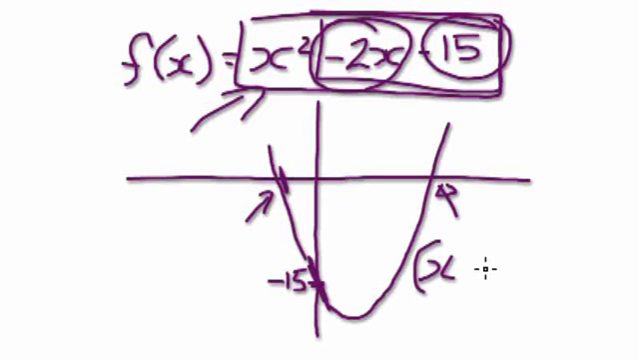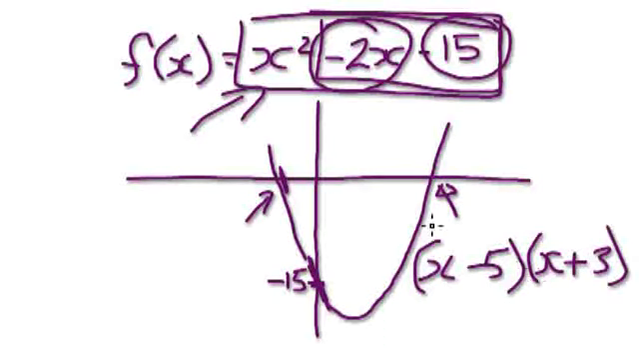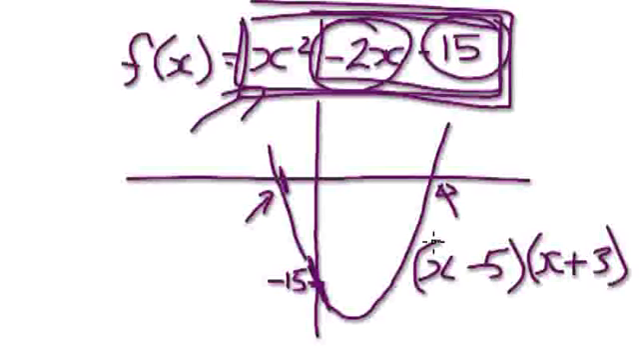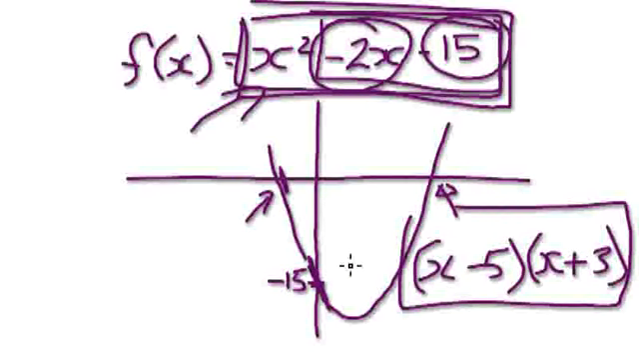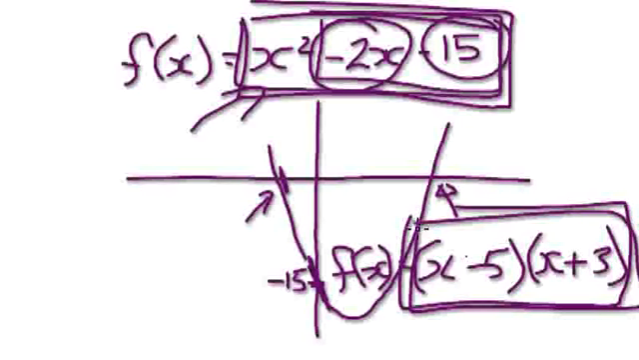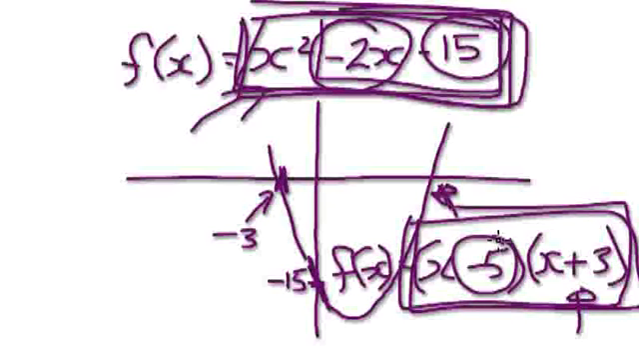x bracket minus 5, and then x plus 3. You see, this is exactly the same as this. So it's like me saying I can actually write f of x equals this, because this is exactly the same as this. By looking at this, you can see that one root is negative 3. So this point here is negative 3, and this point here is positive 5.